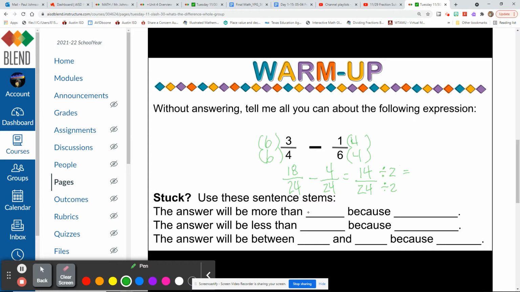we know that we can divide at least by the number 2, because all even numbers can be split into two groups. So 14 divided by 2 is 7. 24 divided by 2 is 12. And look at that, we have 7 twelfths once again. And we know that 7 is prime, so it doesn't fit into 12 evenly. So we have solved this problem as best we can.